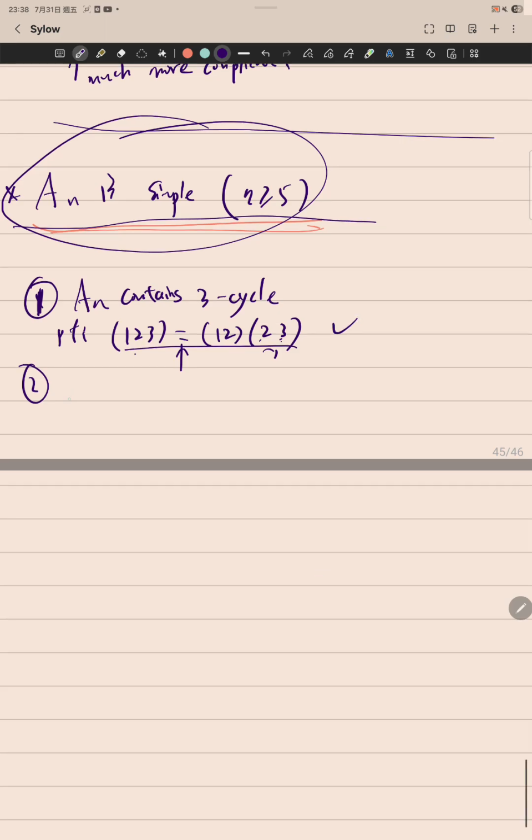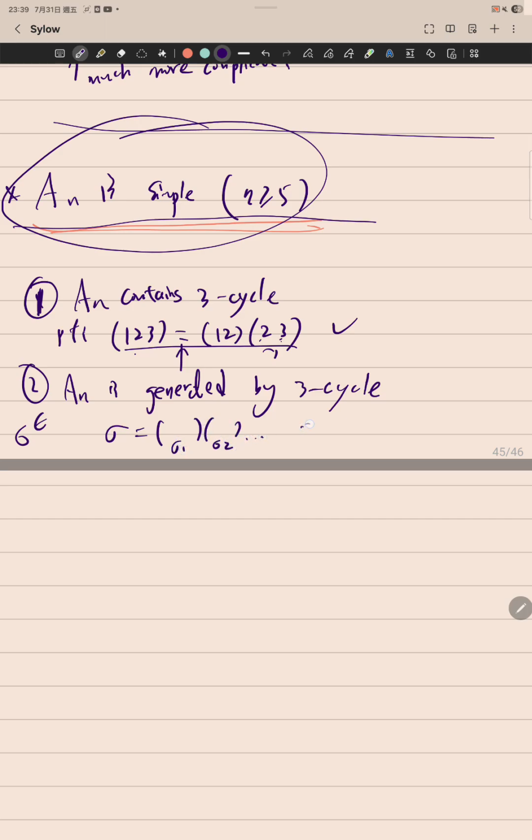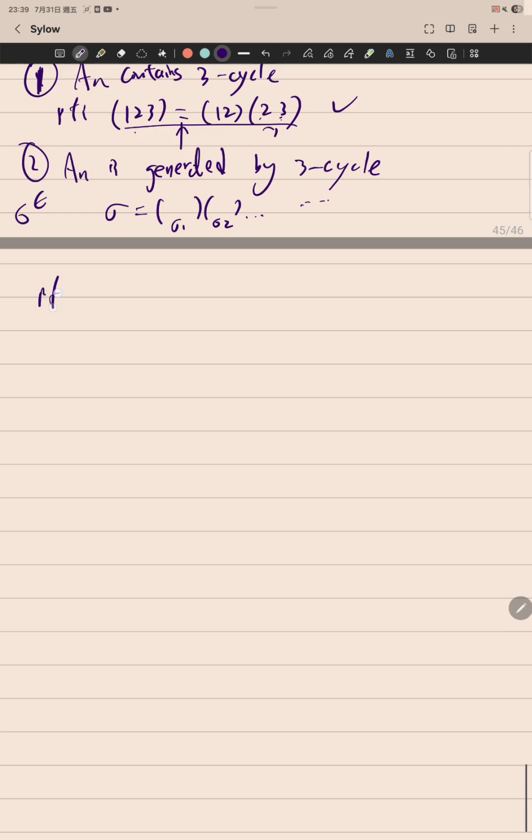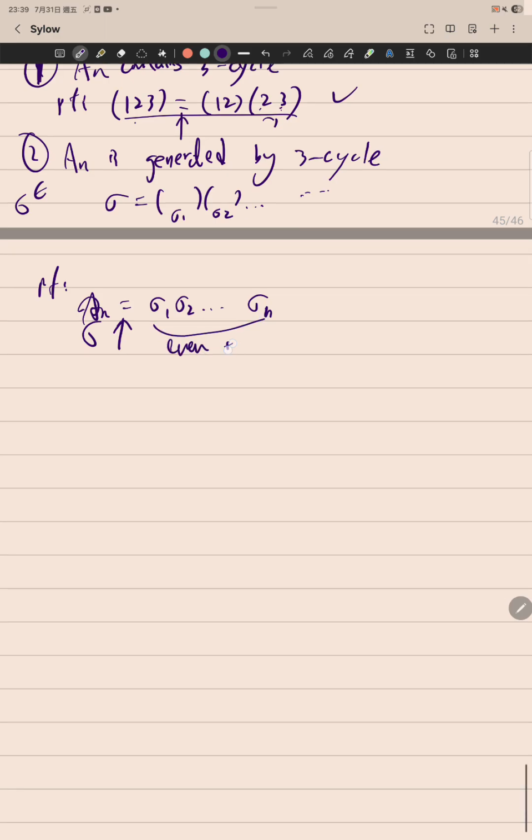Now the second one, which is slightly non-trivial, is that A_n is generated by 3-cycles, which means that every element in A_n can be written as a product of 3-cycles. For the proof, I know that every element in A_n is a product of an even number of transpositions.